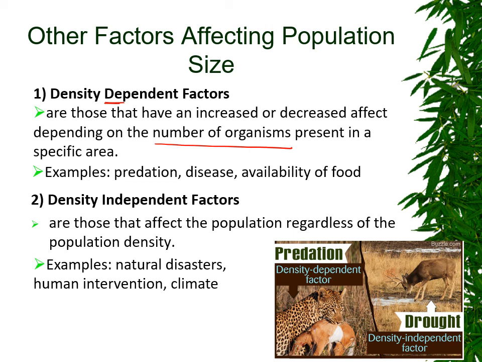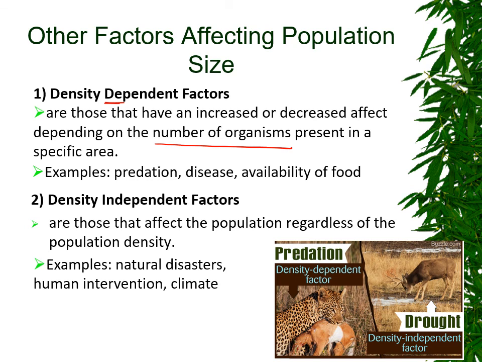It is dependent upon the number. So disease, predation, the availability of food. These factors can affect the population size based on the number. If there's not a lot of wolves in the park, then the availability of food is not going to be a factor that is going to affect it. It doesn't matter in this case.